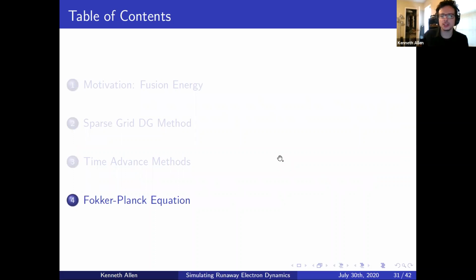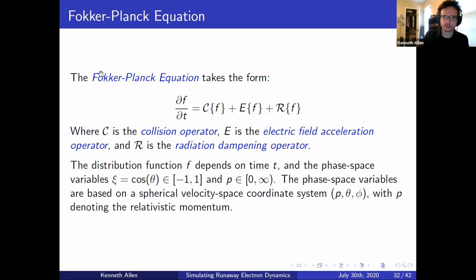Now I'm going to talk about the Fokker-Planck equation itself. I talked about this spatial discretization, then I talked about this time discretization. Now I'm going to go back to this model of fusion energy, which is what I started talking about at the beginning, with this Fokker-Planck equation. The Fokker-Planck equation takes this form. Again, our function f is the distribution function of our electrons, and the derivative of f with respect to t is equal to the sum of three operators: this collision operator, this electric field operator, and this radiation damping operator.